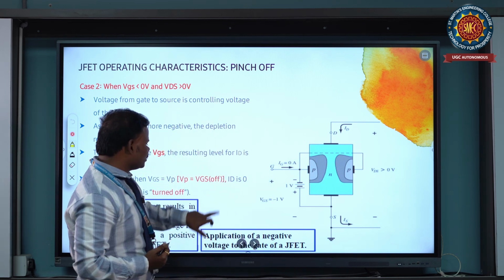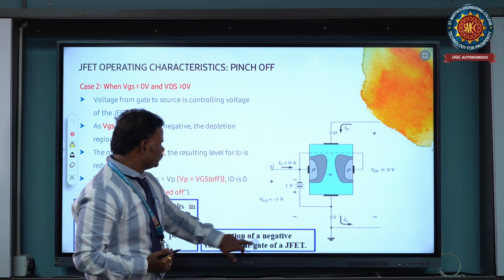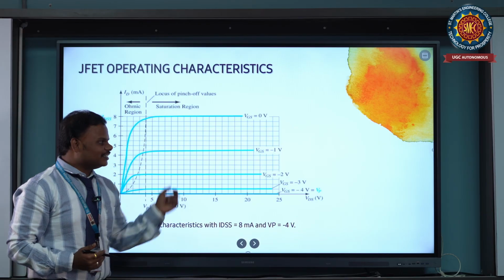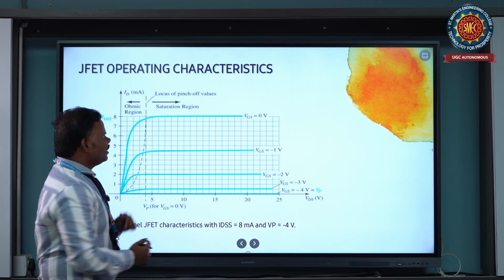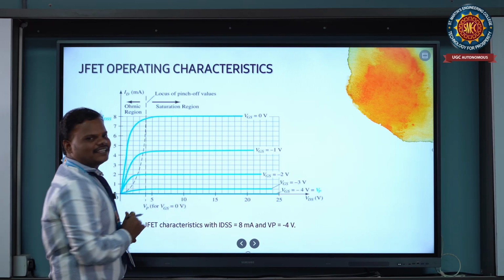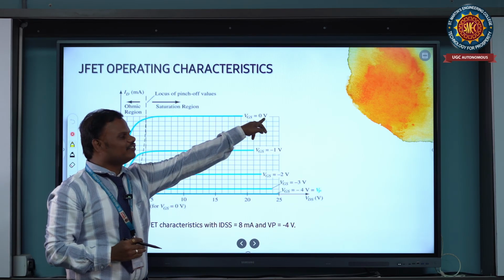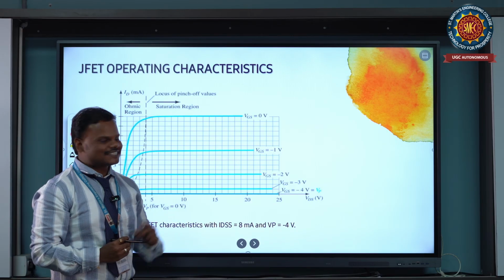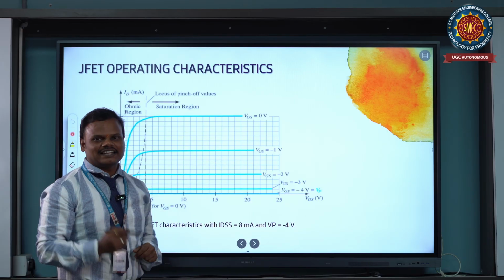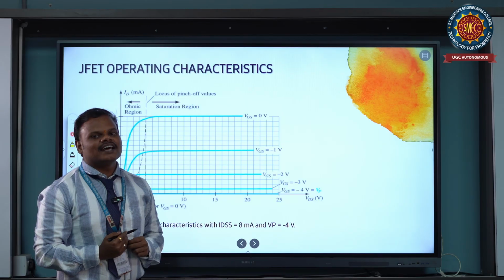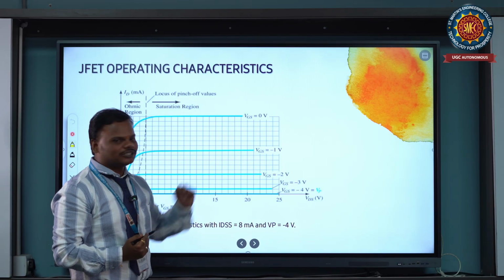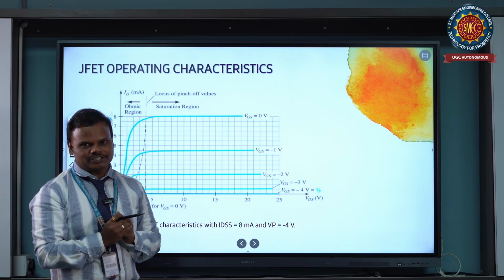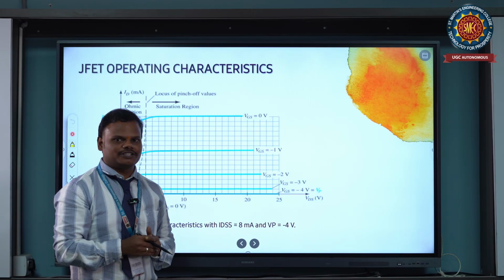So if we observe that, this is the drain characteristics of a JFET. The first case is indicated by this line, where we consider VGS equal to 0 volts. After that, when we apply a negative VGS value, that is minus 1 volt, the channel width is reduced, hence the number of electrons is also reduced.